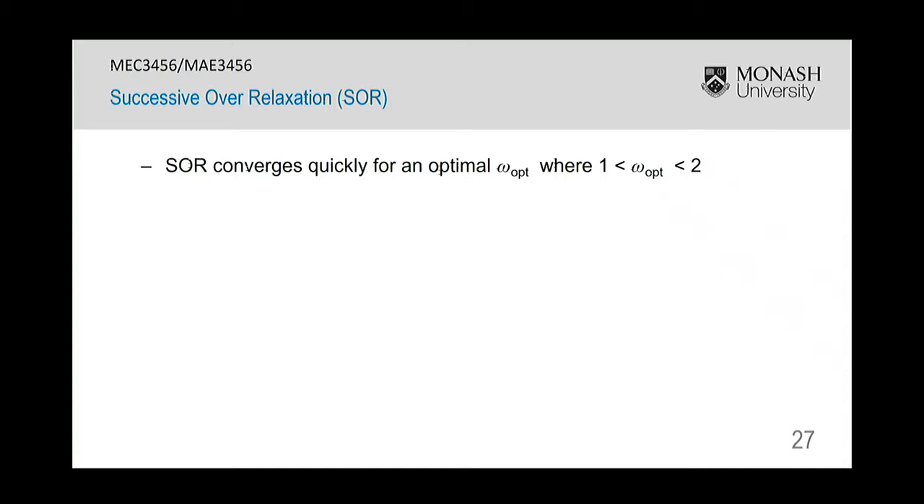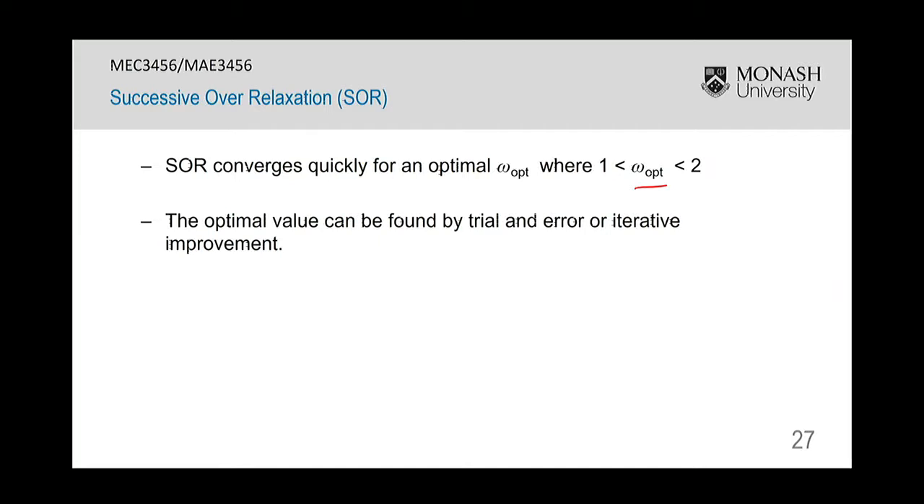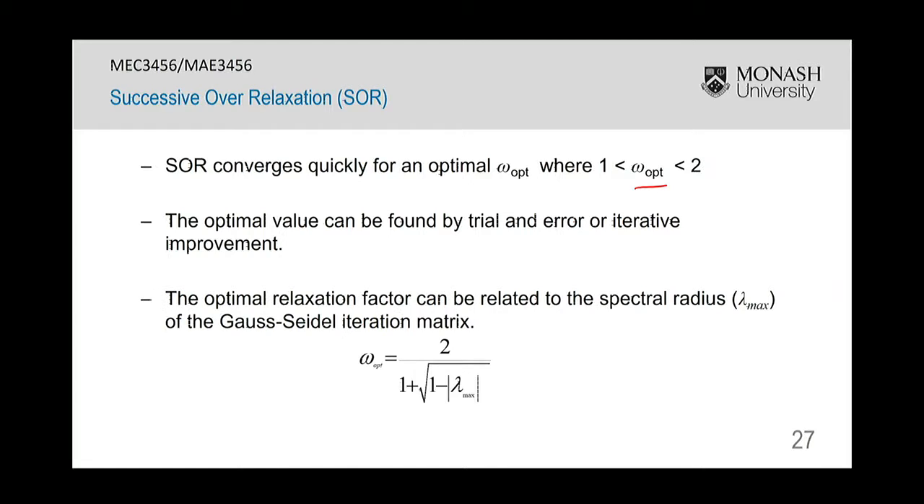Okay, so SOR converges quickly for an optimal value, and because we're talking about over-relaxation, 1 has to be less than this optimum value, which has got to be less than 2. We can find it by trial and error or some kind of iterative improvement. But it turns out that the optimal relaxation factor can be related to the spectral radius of the Gauss-Seidel iteration matrix. I'm not going to go in and describe what that means. It's not really important for this unit.